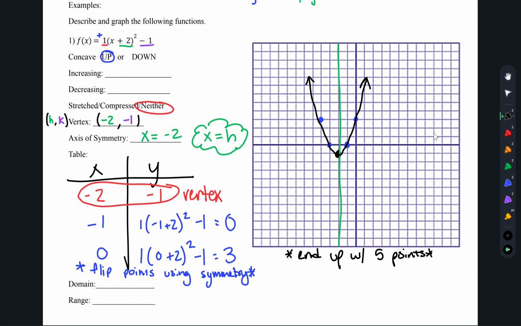Any questions on that part? You should be plugging in a maximum of 2 points. We shouldn't have to do it 4 times because we're using that symmetry. All right, now let's go back and revisit the increasing and decreasing part that I missed.